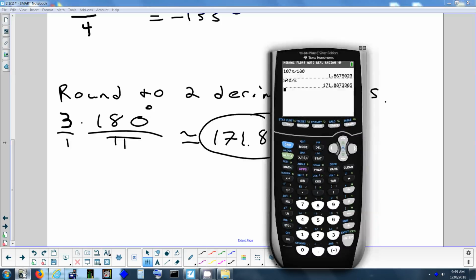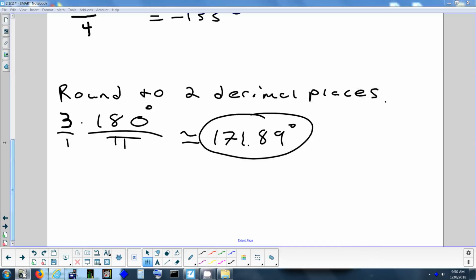Now, let's say you didn't use the pi button. Let me show you what happens. So 3 times 180 is 540, divided by 3.14. Now, if I'm asking you to round to 2 decimal places, that's quite a bit off. It's 88 versus 97. Right? So to 2 decimal places, now we've lost a lot of accuracy. Right? So always use the pi button. Okay. Any questions on that one? All right.